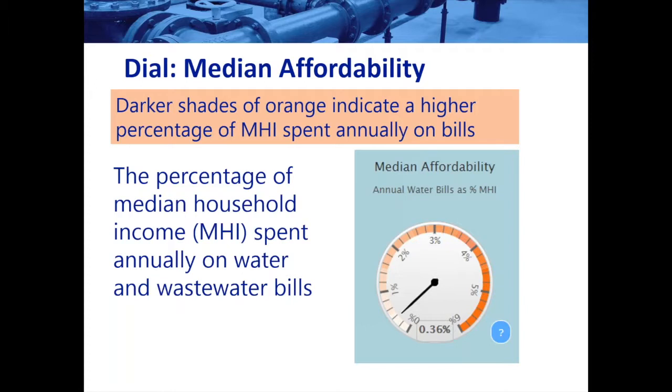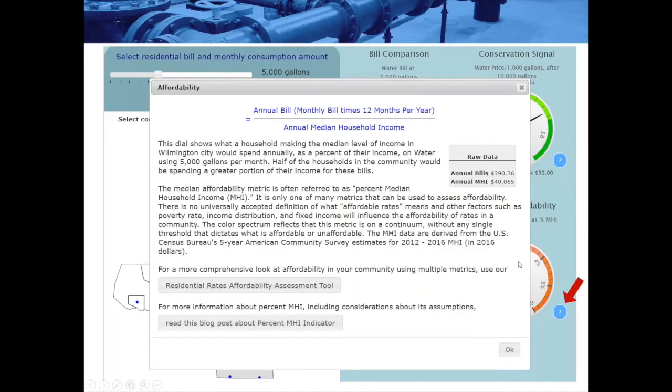Affordability is a complicated issue, which we do recognize. That's why we're calling it median affordability and not just general affordability, because this is based on just the median household income of the community. Again, if you click on this little blue question mark next to the dial, you'll be able to see a fuller explanation of what that actually means, where the community is that this utility is tied to, so here it says Flemington, as well as the data that's behind it, and some links to other tools that give you a more in-depth look at affordability.